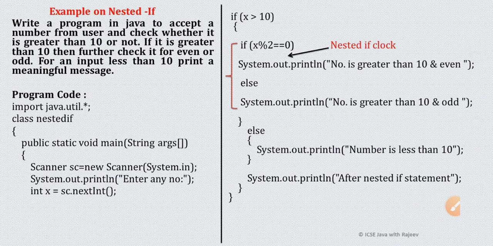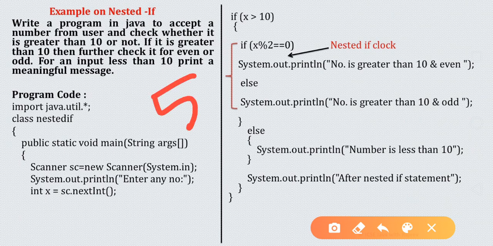Now for example, I will enter the number 5, assume. In the first condition itself, 5 greater than 10 is false, so it will directly come to this else part. It will print number is less than 10.